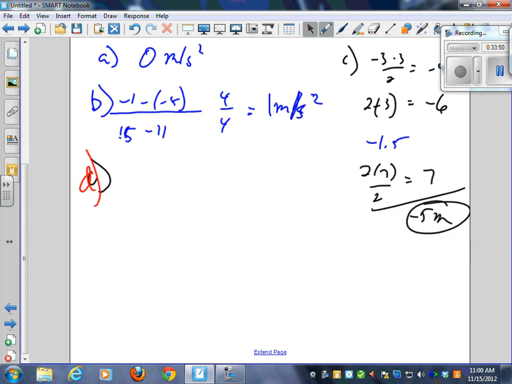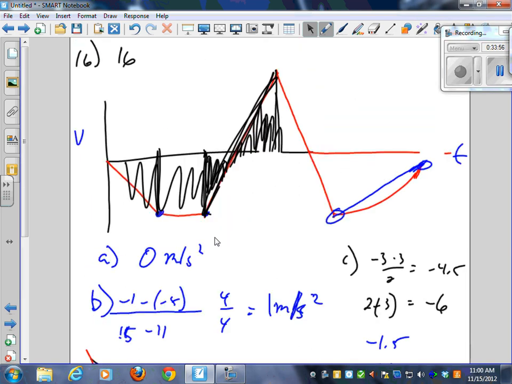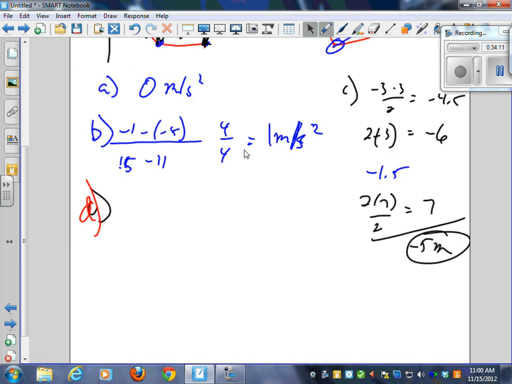Let's go to D. D is A bar from 0 to 8. 0 to 8 doesn't even exist on the graph. You have to draw a line from there to there. And I have to see it. Draw that line. It's acceleration. Acceleration on a VT graph means slope. So find the slope between those 2 points. Okay? And that slope is up 7 and over 8, or 0.875.